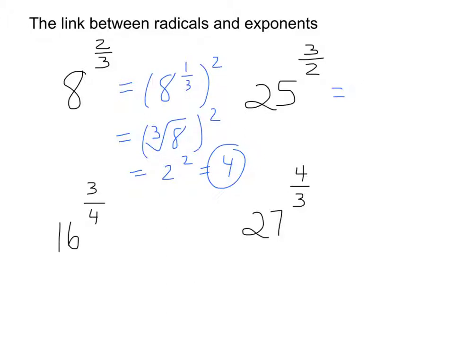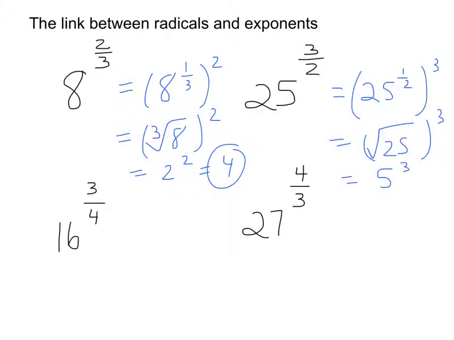25 to the 3/2. Well, that's 25 to the 1/2 cubed. And if you want to write this as the square root of 25 cubed, you can do that. And that is 5 cubed, which is 125. 16 to the 3/4. Well, let's save ourselves a step here and go 16 to the 1/4 cubed. The fourth root of 16 is 2, and 2 cubed is 8.